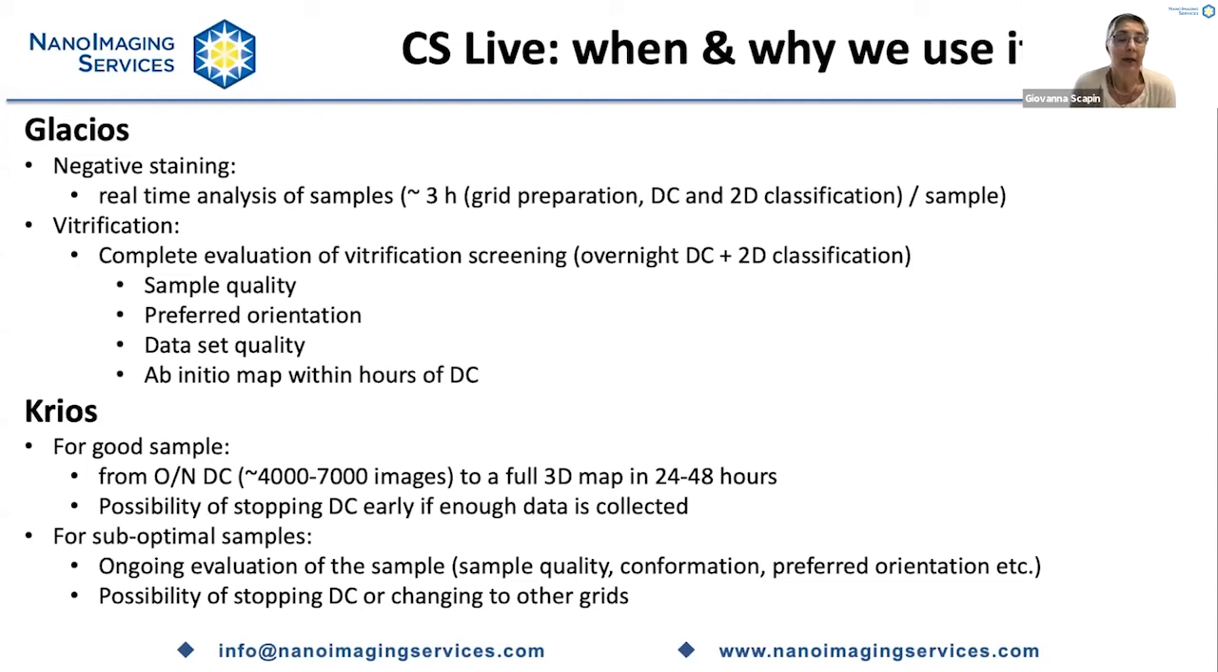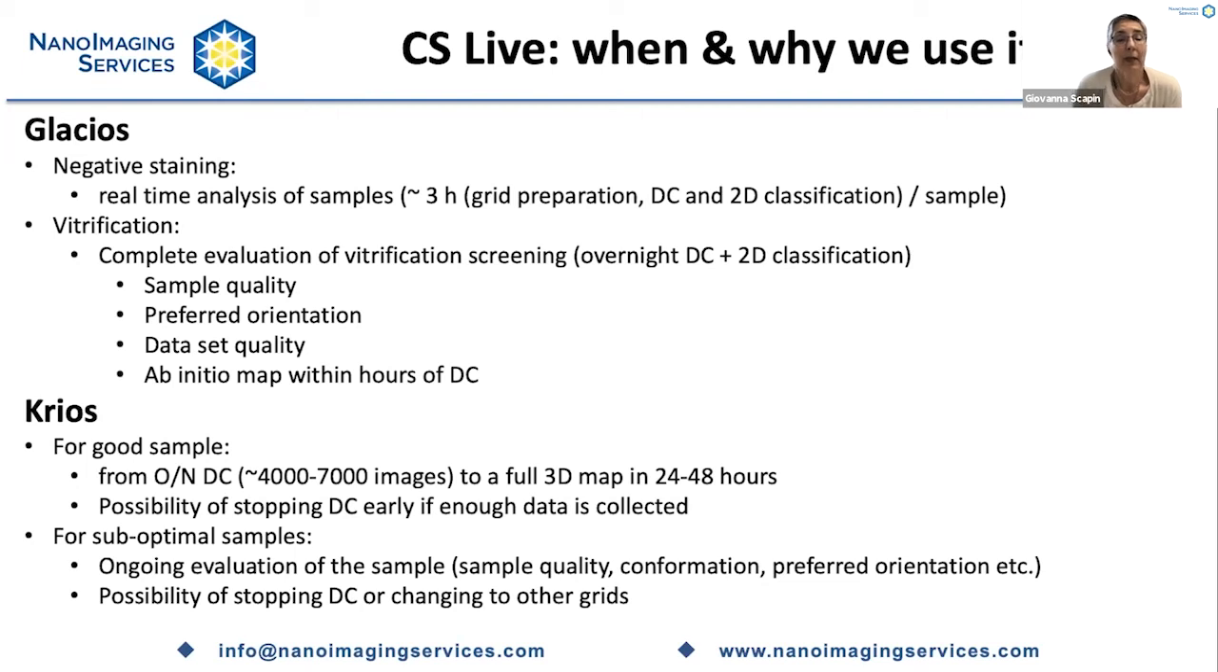The other good thing, as we mentioned before, is that we can stop the data collection if we realize that the ice is too thick or the classes are not good. That is all information that we can't get just by looking at the micrographs as they come across. And that saves a lot of time, because we can either switch to another grid or just stop the data collection and save the client money, basically.